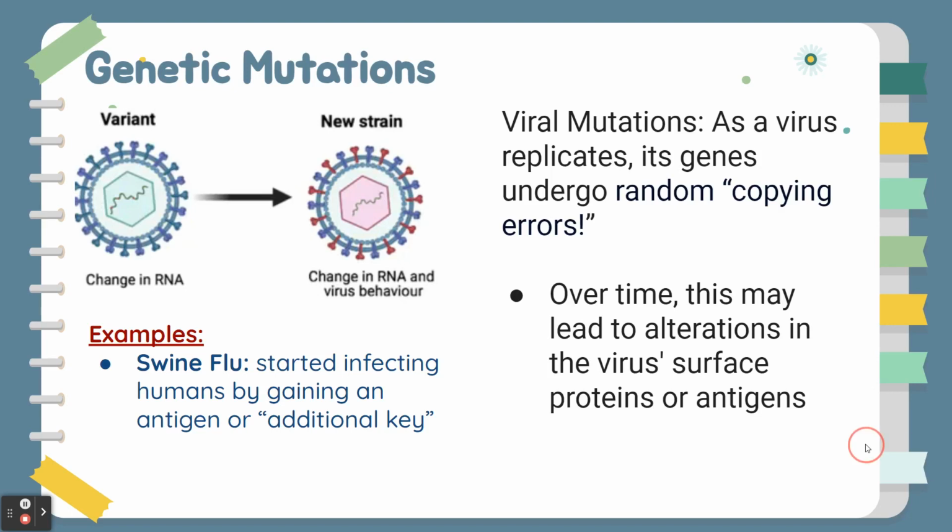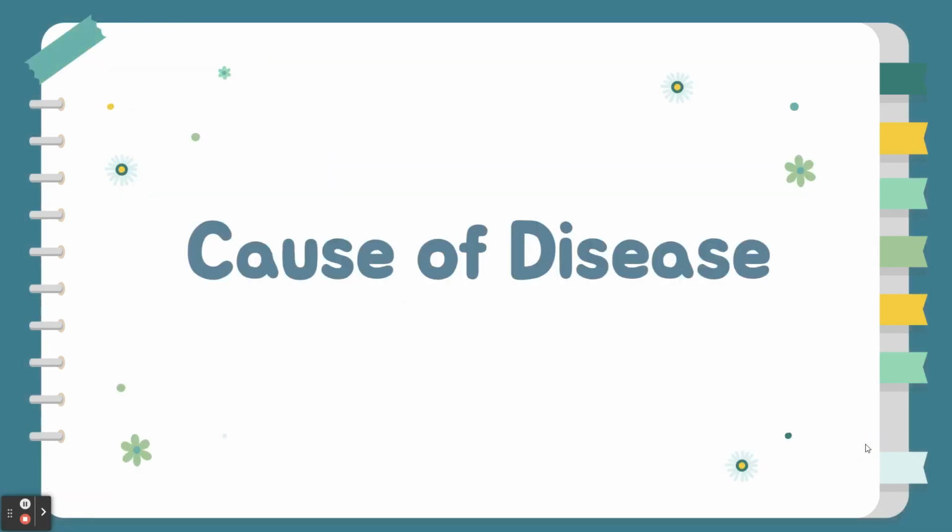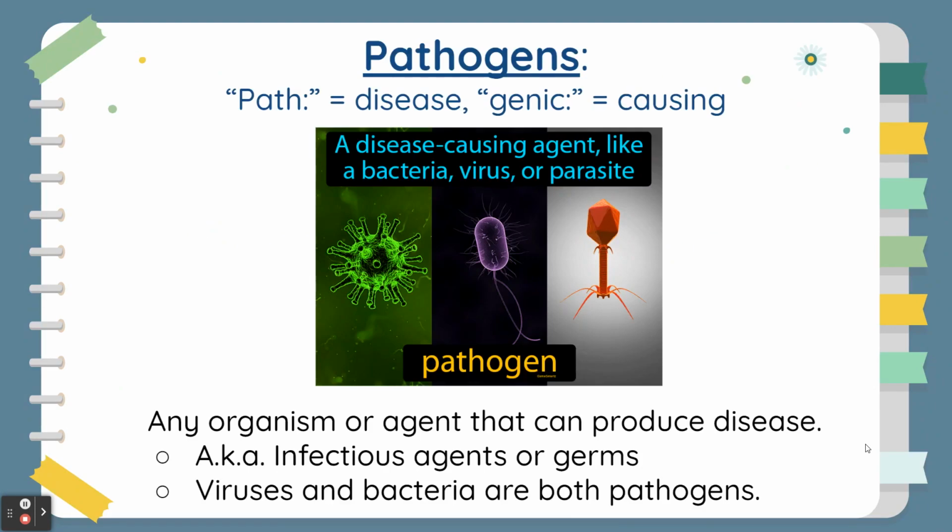Speaking of pandemics, let's transition to cause of disease. All right, we're going to start with the word pathogen. The word pathogen literally means disease causing. So a pathogen is any organism or agent that can cause illness. As kids, we often refer to pathogens as germs, but for this class, please use the term pathogen or infectious agent. Bacteria and viruses are both examples of pathogens, along with parasites and a few other organisms.